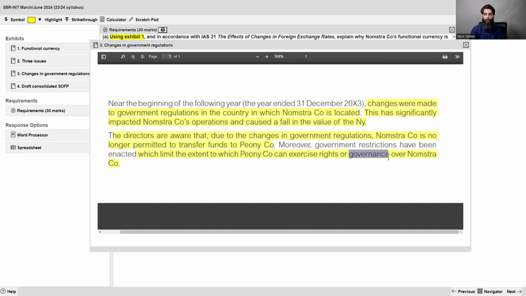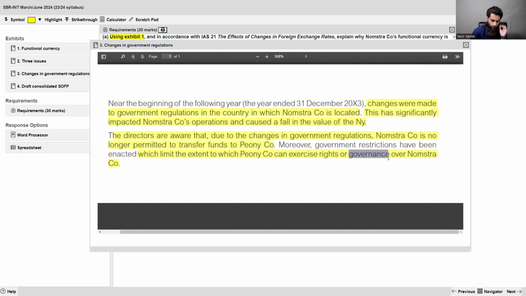So technically you have lost control over the other entity, and if you have lost control over the entity, this transaction should be accounted for as dash. This is a dash type of transaction. Can anybody tell? This is a dash type of transaction.